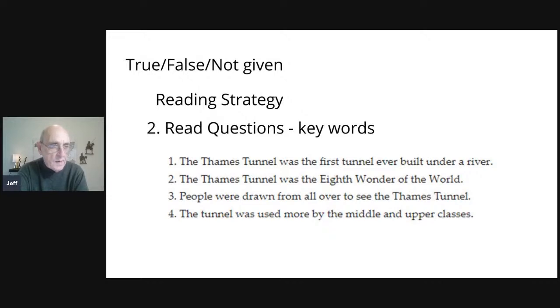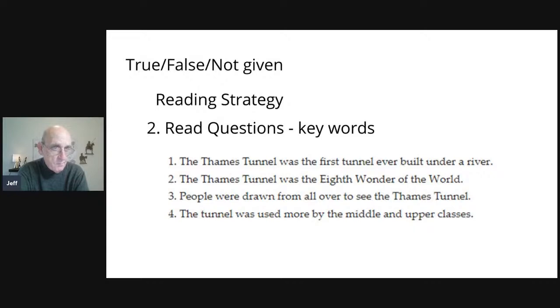But I think the best clue for true, false, not given and the reading strategy is looking at adjectives, comparatives, and superlatives. And we'll see why that's so important as we go along. So I'm looking at my first set of questions now, and the reason that we start with the questions is by reading the questions and identifying keywords.